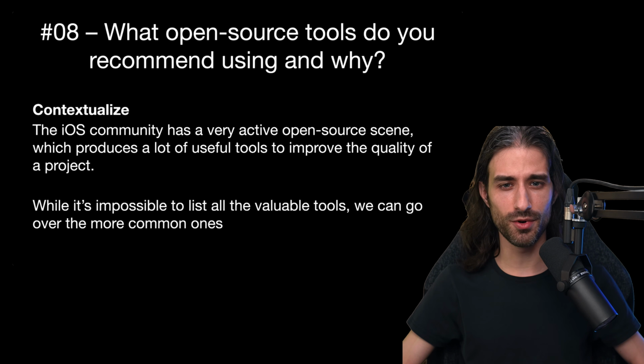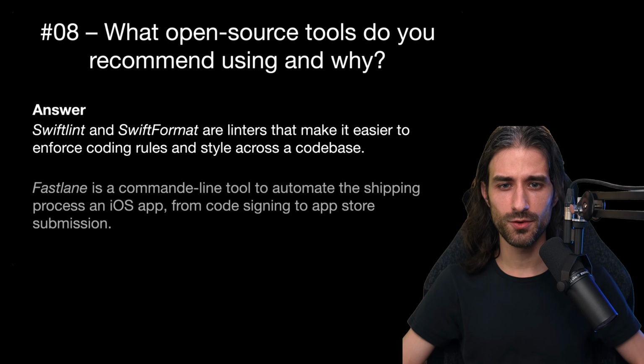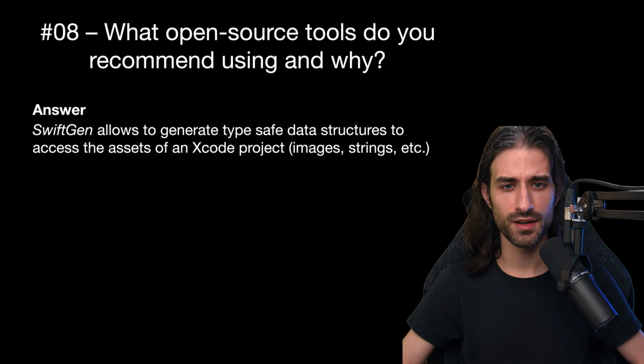And while it's near impossible to go over all the possible valuable tools, we can definitely go over the most common ones. We can begin by talking about SwiftLint and Swift Format, which are two linters that make it easier to enforce coding rules and coding style across our codebase. Then we can talk about Fastlane, which is an extremely popular command line tool whose goal is to automate the shipping process of an iOS app from signing the code to uploading it to the App Store. Then we can talk of SwiftGen, which is a great tool that will generate Swift data structures so that we can manipulate the resources of our Xcode project in a type-safe manner.